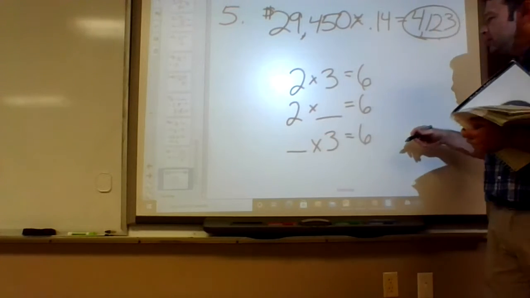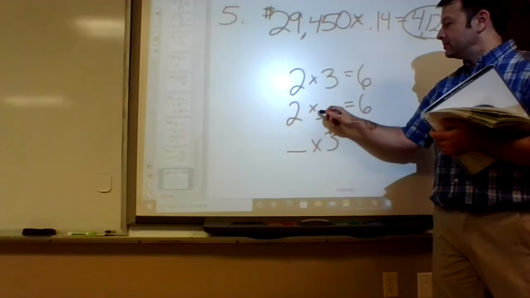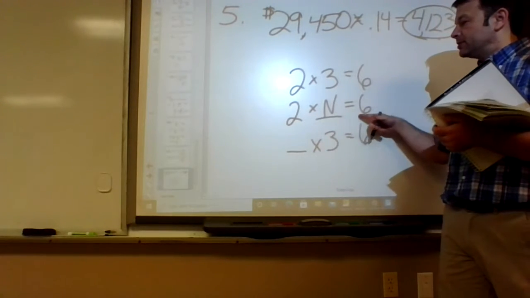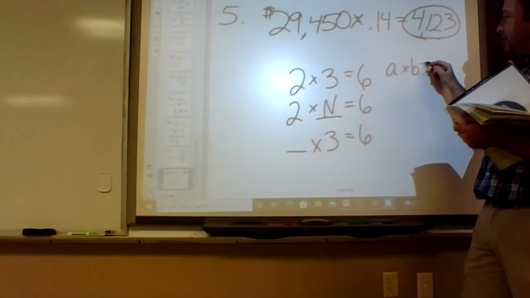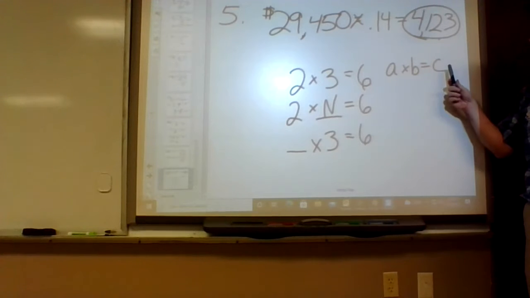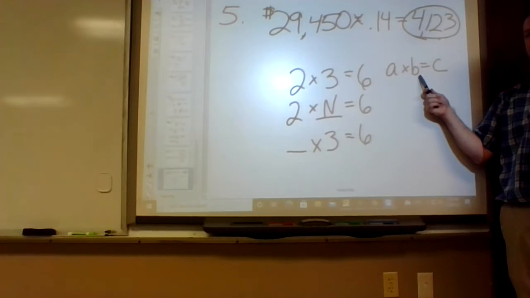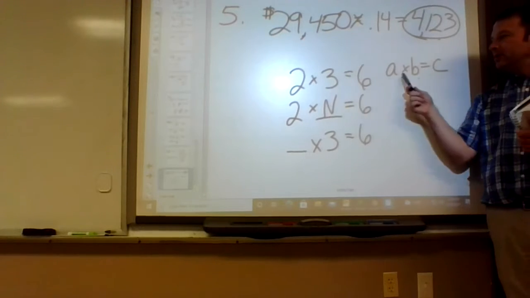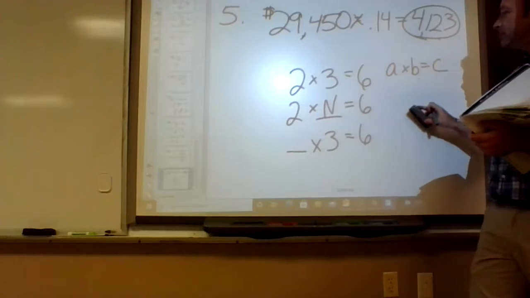So when we did it algebraically, that was like an x right there. Let's put an n right there. And we just divide by 2, right? Get n by itself. So if a times b equals c, then c divided by b equals a, or c divided by a equals b. Does that make sense? That's old stuff. We need that though to do these next problems.